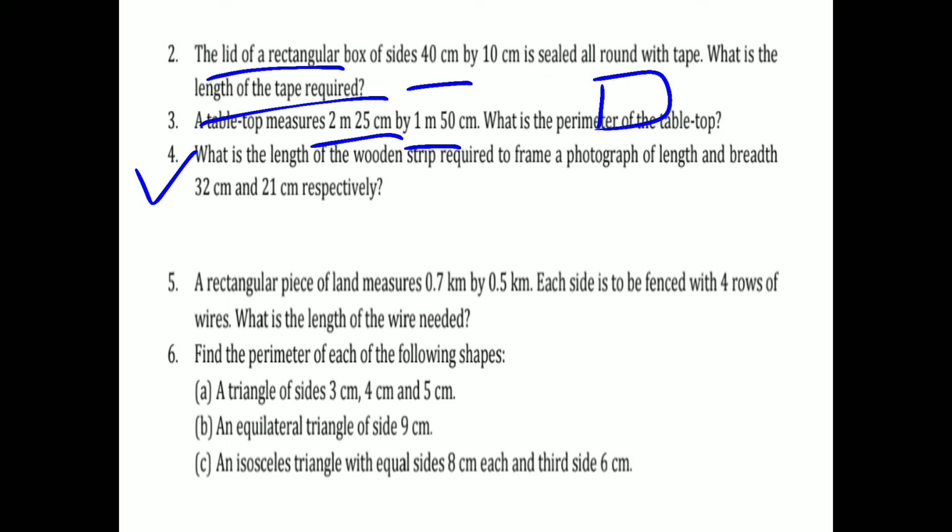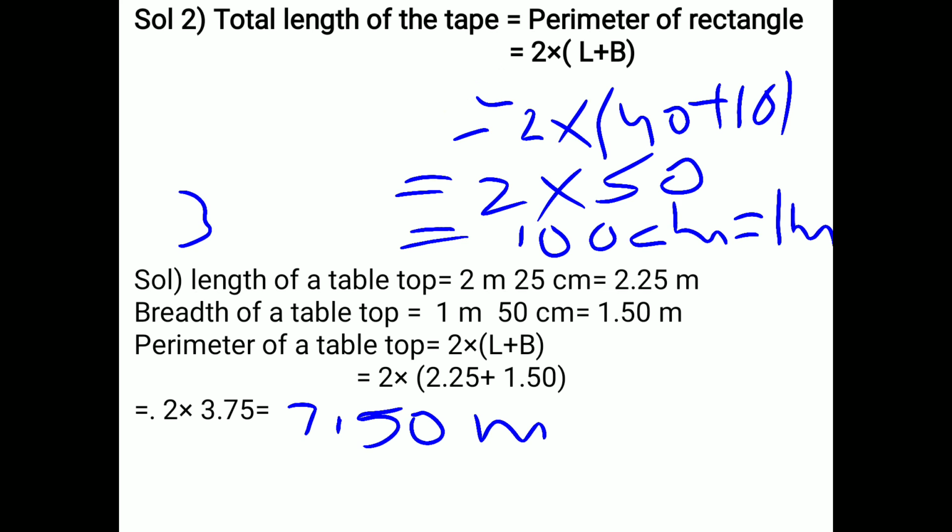Question 4. You have to find out the length of wooden strip which is required to frame a photo frame. The length and breadth of the photograph are given. So you write, total length of wooden strip is equal to the perimeter of the photograph. So see how we write.